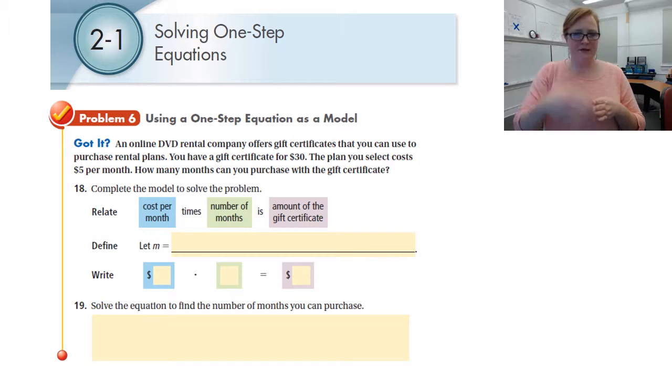Number 18, complete the model to solve the problem. Relate: cost per month times number of months is amount of the gift certificate. Now we have to set up a variable. Define: M is equal to what? Number of months.